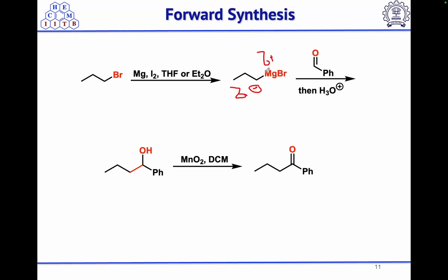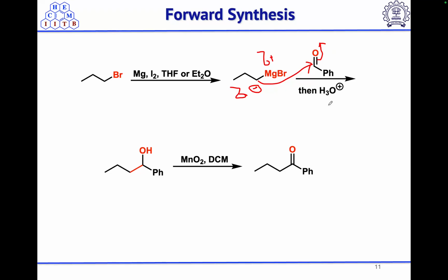Yeah, so now it can easily add to any electrophile. So we are using this benzaldehyde as an electrophile, right? So this carbon will add to this benzaldehyde, and it will form this O minus. So basically not O minus, but OMgBr. Okay, so O minus and its counter cation is MgBr.